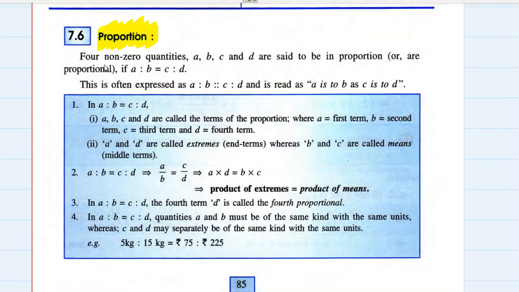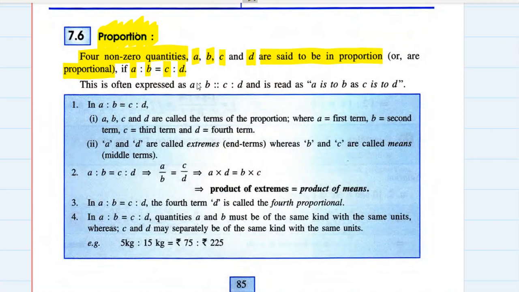Proportion. Four non-zero quantities A, B, C and D are said to be in proportion or are proportional if the ratio of the first and second quantity is equal to the ratio of the third and fourth quantity. That is, if A is to B is equal to C is to D.